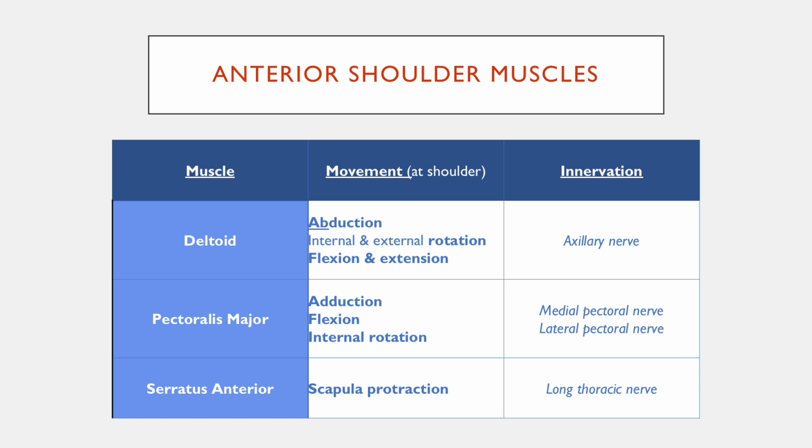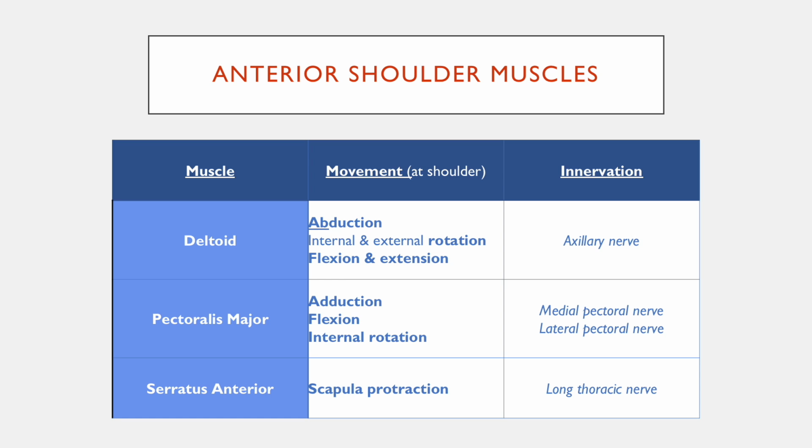So deltoid is very important for abduction and also has some role in internal and external rotation, as well as flexion and extension of the shoulder. So it's quite an important muscle in the shoulder. And it's supplied by the axillary nerve, just like teres minor.